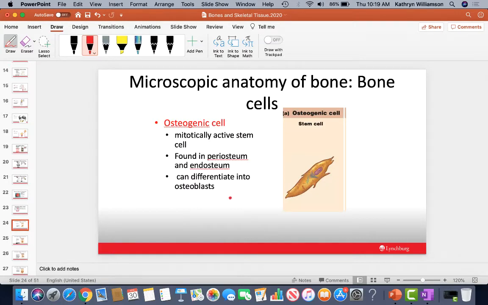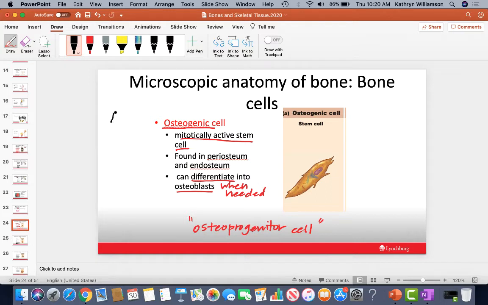So we have some different types of cells that are active in this process. One of them is what we call an osteogenic cell. We also call this an osteoprogenitor cell. So this is basically the same thing. This is a mitotically active stem cell. What this means is that this is a cell type that can differentiate into osteoblasts when needed, or when stimulated to do so. And one of the areas where we see this is in the periosteum.